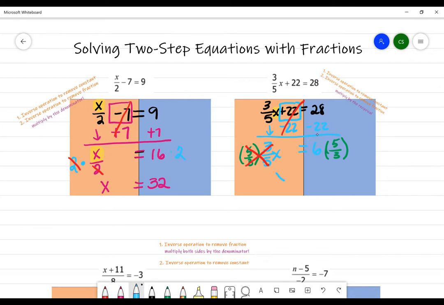And I'm left with x is equal to, I'm going to put my magic 1 under my fraction. Because remember, it's a whole number, so I can just put 1 under it. And I can multiply straight across the top and then straight across the bottom and divide. So 6 times 5 is 30. 30 divided by 3 is 10. So x is equal to 10.